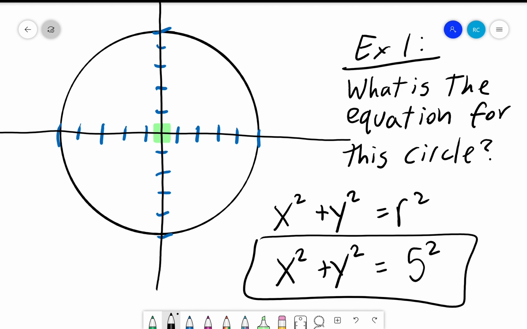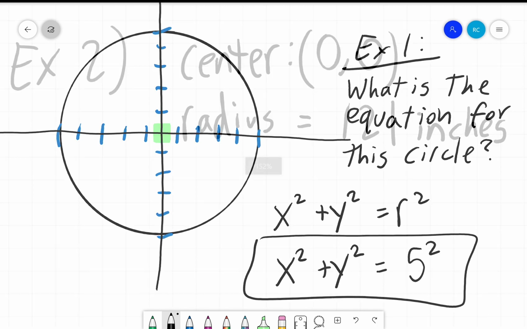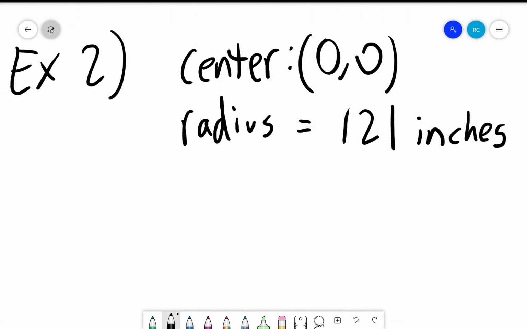So that's example 1. Let's do another one. Okay, in our second example, you'll notice that we don't have a picture. We're just told that the center is at 0, 0, and that the radius is 121 inches. Now, be careful here. The radius is 121 inches, not r squared.